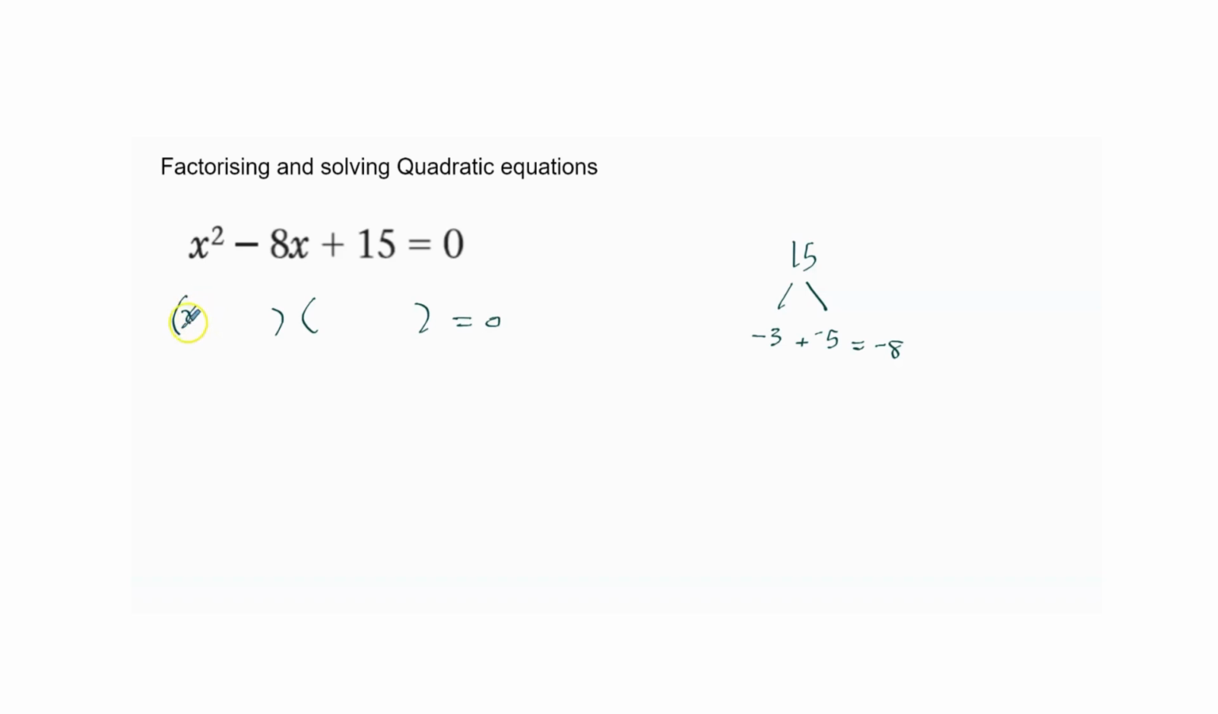So we would have x times x, and then we have minus 3 and minus 5. So it means that x minus 3 equals 0, or x minus 5 equals 0. So x equals 3 or x equals 5. Let's look at another example.